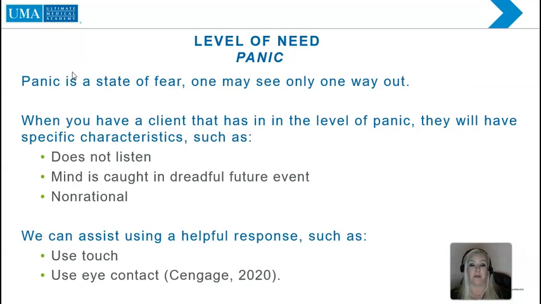They may be completely non-rational, and that's something we need to expect with a person in panic. It's completely normal for them to feel that they're not able to rationalize with what you're saying, or you're not able to rationalize with them. So we can assist them by using touch. That brings them back to reality. Using eye contact gives them a focal area and helps to bring them back down to a lower level.